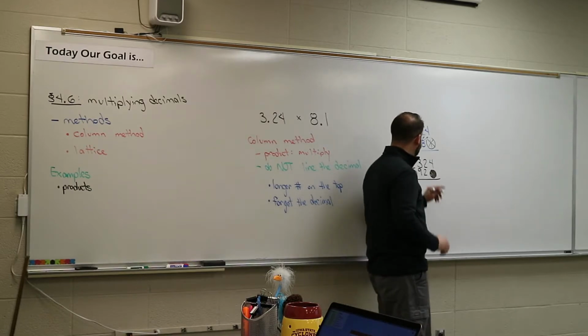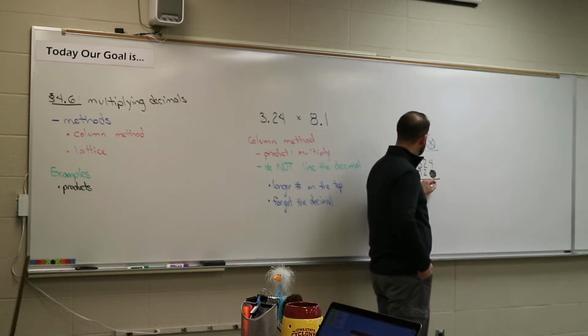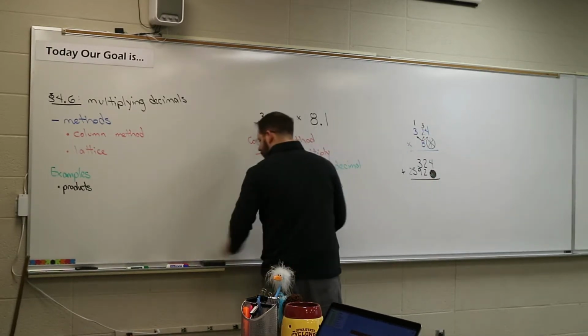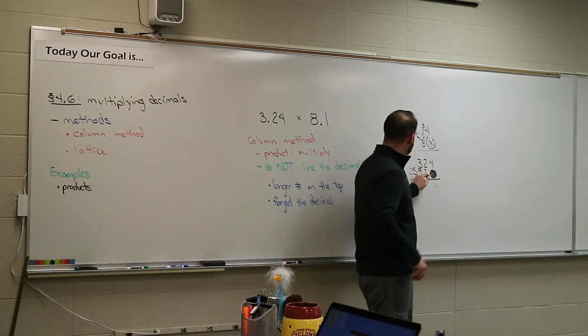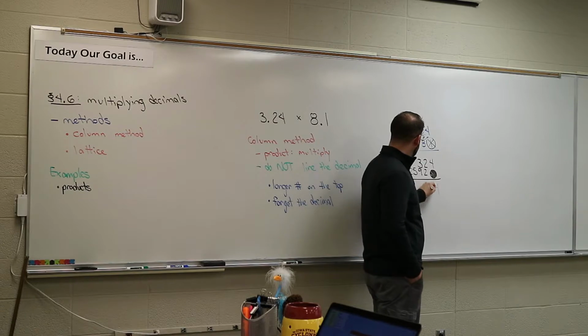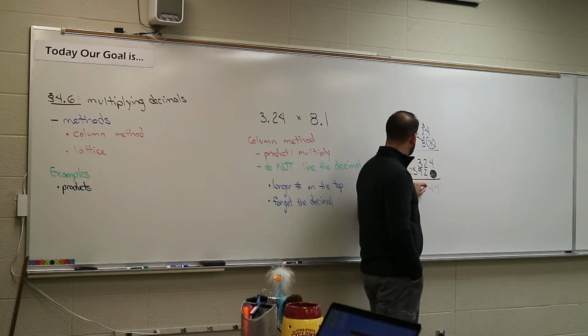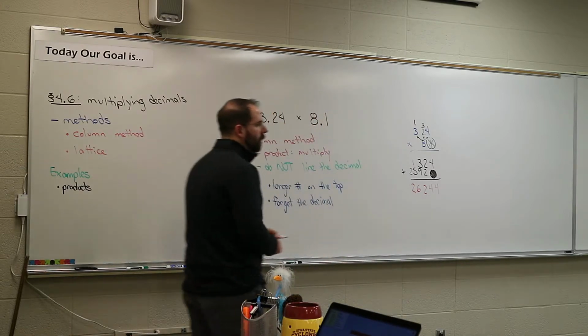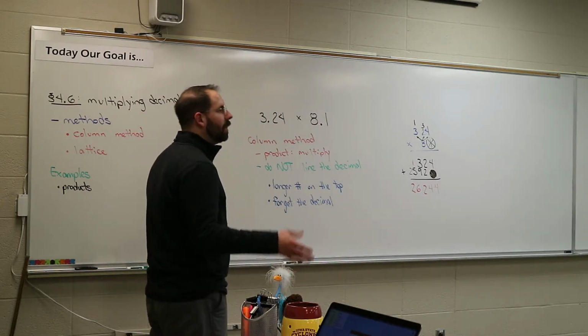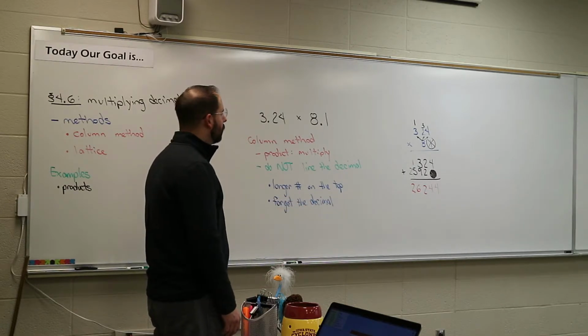What's 4 plus the 0? 4. 2 plus 2? 4. 3 plus 9? 12. 1 plus 5? 6. And then 2 plus 0? 2. All right, now, that's my answer, 26244. That is not my final answer, because I have to plug the decimal in.